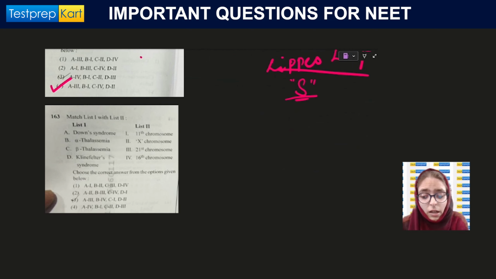Now we will say what is Down syndrome. We know it's a genetic disorder, but we have to choose here on which chromosome the defect occurs. So Down syndrome is when we have a genetic defect on the chromosome 21, then it is called Down syndrome. We know babies have 46 chromosomes.